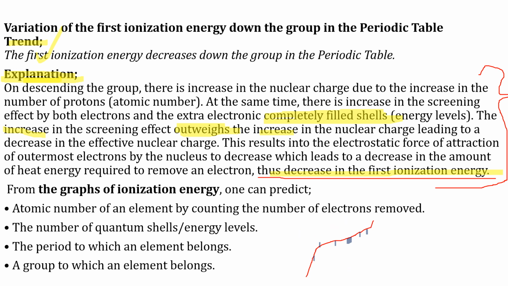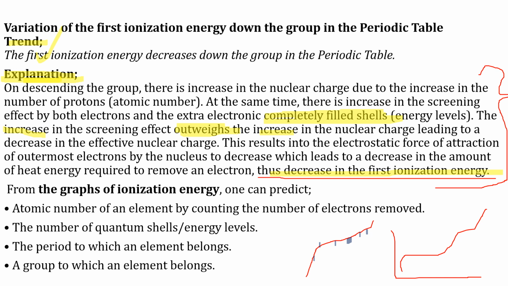Number 2: the number of quantum shells or sub-energy levels. Graphs of ionization energy can help us predict the number of energy shells. Now remember, when you're plotting these graphs, you're going to have steep curves and areas where your ionization energy is increasing slowly. This is because an atom like magnesium has 2 electrons outside, so we expect the 2 electrons to be removed.